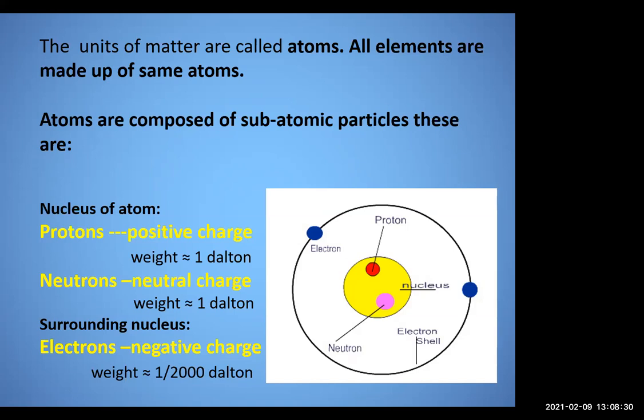Protons have a positive charge, neutrons are neutral. They both weigh 1 Dalton. Don't worry about what a Dalton is. It's just a weight used to weigh atomic particles, and electrons are about 1/2000th the size.